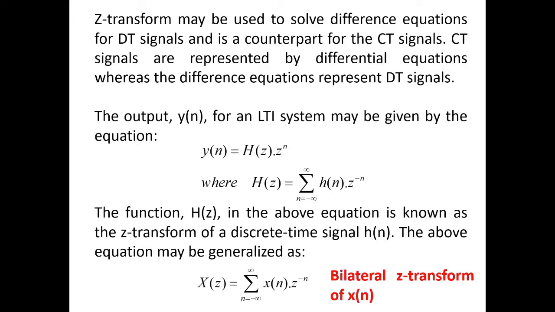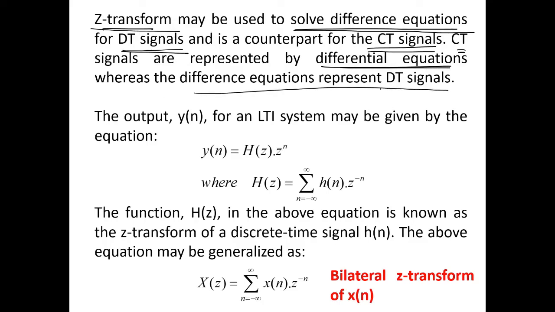Now coming to the Z transform. I told you that the Z transform is used to solve difference equations. Difference equations are meant for DT signals, discrete time signals. And I also told you that the Z transform is a counterpart for the Laplace transform, which is used for continuous time signals. So CT signals are represented with differential equations, whereas difference equations represent DT signals. We just talked about that.